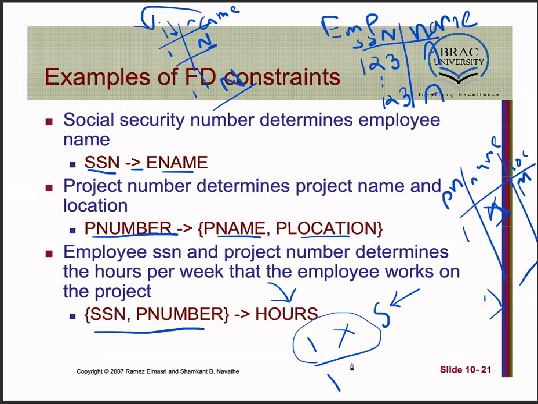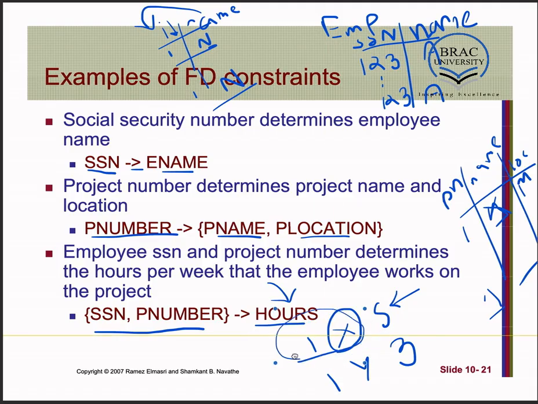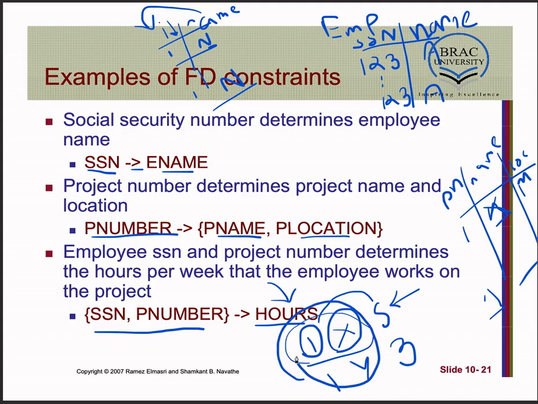employee 1 can also work on project Y for a different amount of hours, let's say 3 hours. So I cannot use just the project number to determine how many hours someone will work, and I cannot use just the employee ID, because they also work on other projects. So I will need both the social security number and project number to determine how many hours a person works on a particular project. This is basically known as functional dependency.